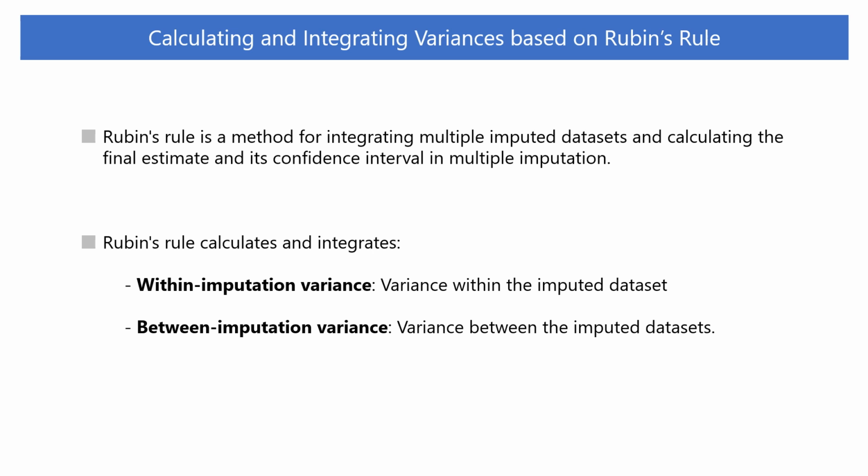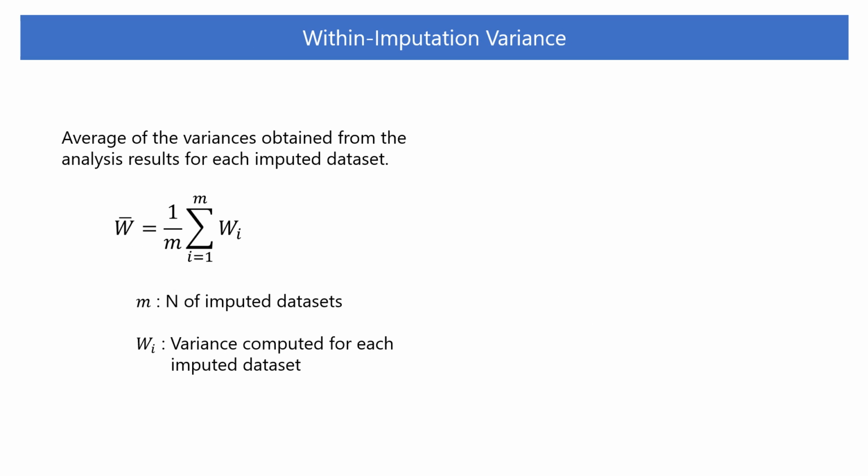Specifically, Rubin's rule calculates and integrates the two variances, within-imputation variance and between-imputation variance. They are the variance within the imputed dataset and the variance between the imputed datasets, respectively. Within-imputation variance is the average of the variances obtained from the analysis results for each imputed dataset.